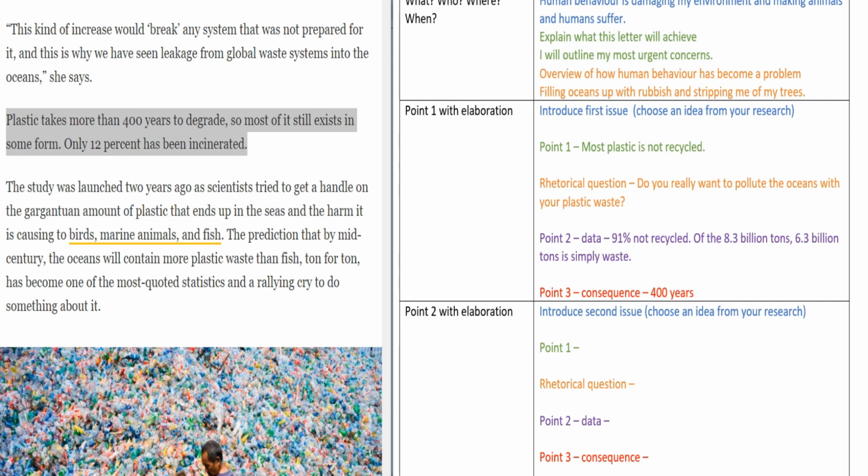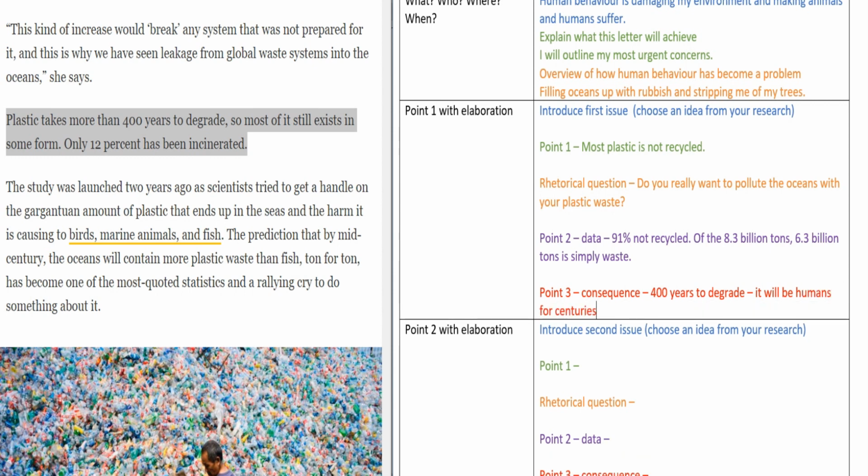To put that into context, guys, 400 years ago, James I was King of England. So we're talking very shortly after the reign of Queen Elizabeth I. America hasn't yet been founded 400 years ago. So that's the time span we're dealing with. So 400 years to degrade. It'll be with humans for centuries. So our children, our grandchildren, their children and grandchildren will all have to deal with this plastic that we've produced. That's a major concern.